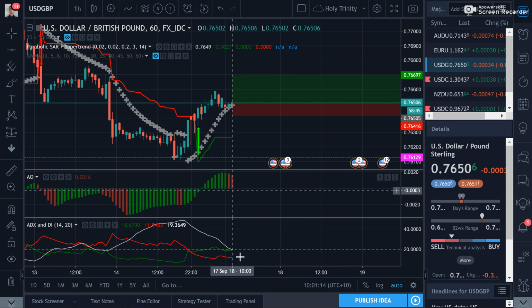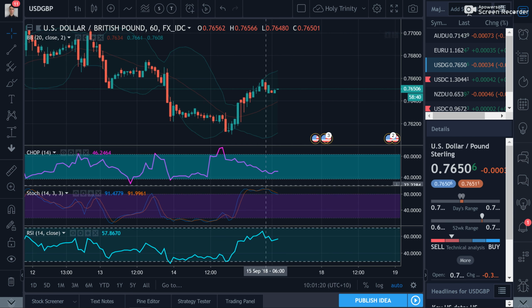And potentially could go up. However, this is weak, and this is on the down, and this is flat, so it's probably going to consolidate soon. This all kind of confirms that as well.